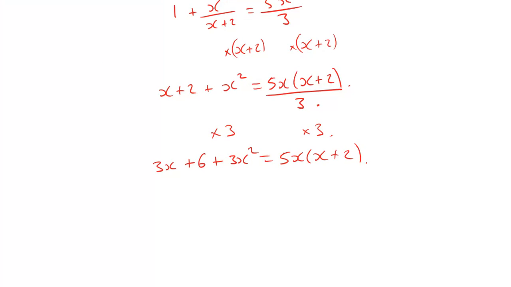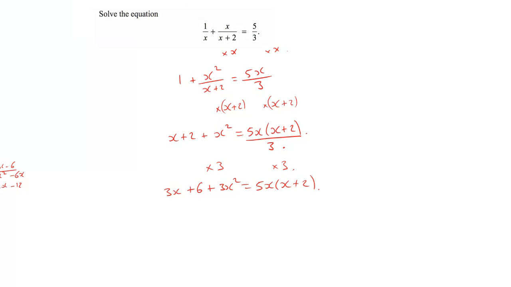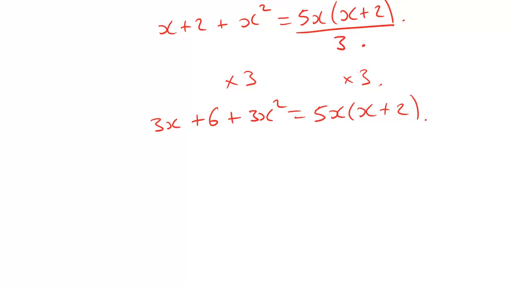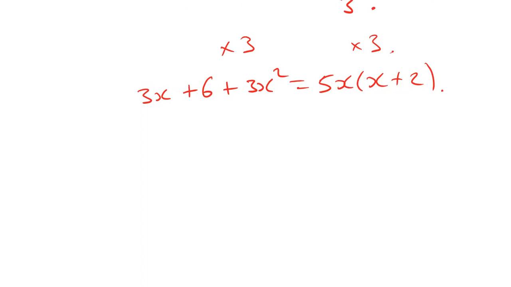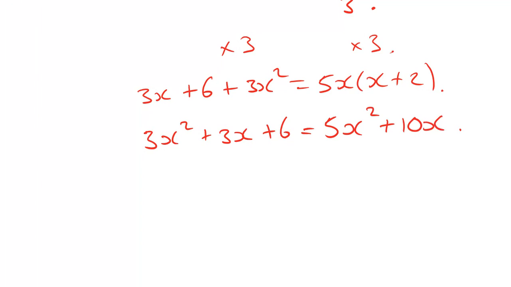Okay, so we've managed to create our first stage. We've got rid of all the fractions. Step number 2, we're going to simplify this by expanding brackets. Then we're going to collect it all up to one side, ready for a quadratic formula. So if I expand the brackets first, and perhaps we'll rewrite this left-hand side in terms of the leading power of x first, we're going to have 3x squared plus 3x plus 6 is equal to 5x squared plus 10x.